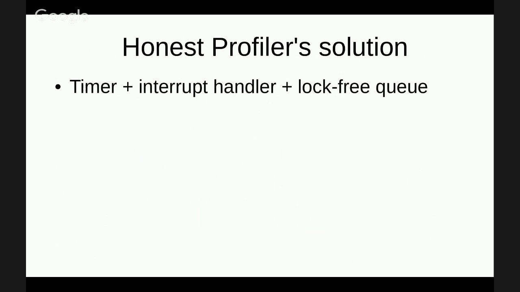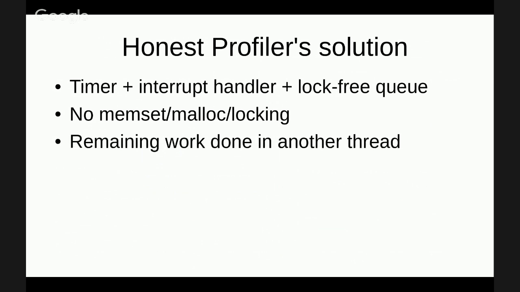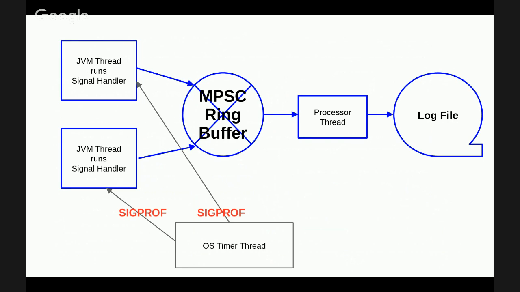We have a timer, we have the interrupt handler, and we have a lock-free queue that we write into. So it's lock-free, we're not blocking, and it's a bounded queue, but if the queue is full, we're just going to drop the sample on the floor. There's no memset or malloc or locking, and the remaining work is done in some thread that is running in the background. That thread can do anything. It can malloc, it can do whatever it likes, because it's no longer in a signal handler. And this is a pretty picture explaining exactly what I just said. There's the OS timer thread, and eventually the processor thread will throw the data into a log file, which we will post-process to make sense out of.